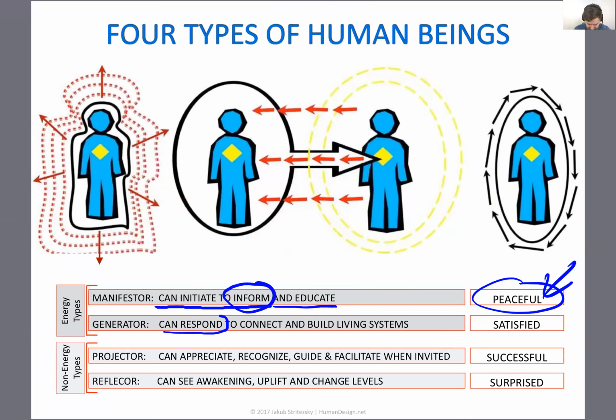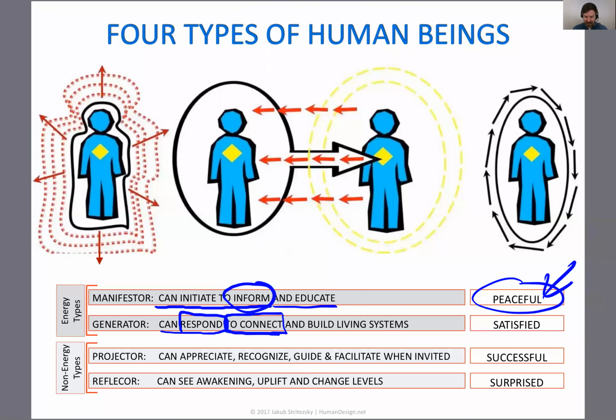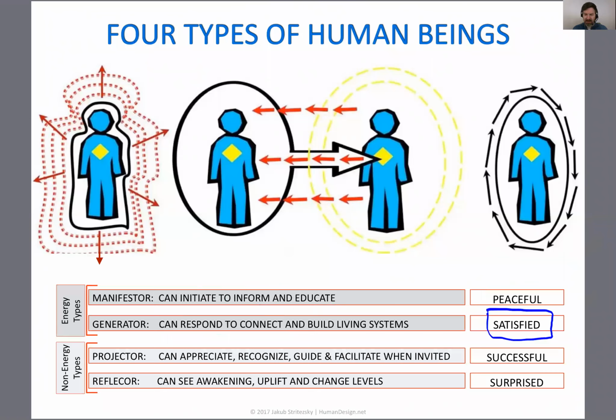Generator can respond. Response is the strategy to connect. And by the way, connection is another word for response. To connect and to build living systems. And as they do that, they can be satisfied. And satisfaction is the signature of the generator. We can be satisfied only if we respond, because only in response do we actually get to live out all those talents and gifts that we have in our design without unnecessary resistance. That's what the strategy is for, response.